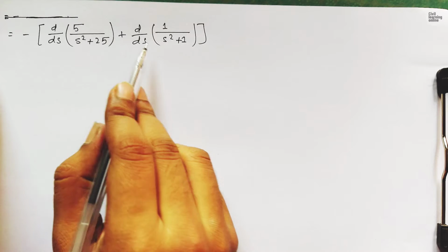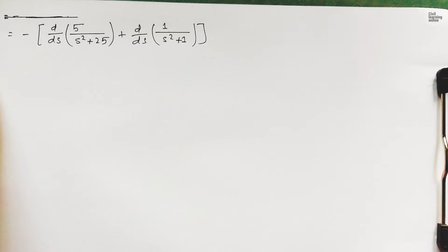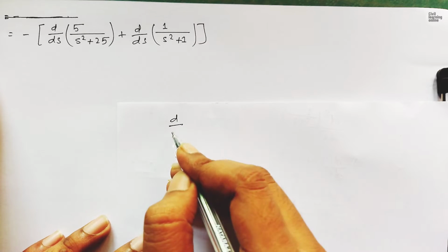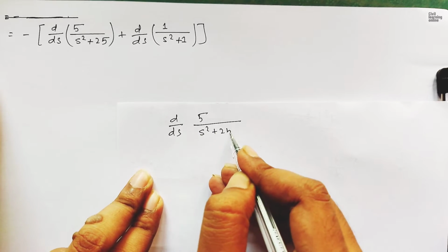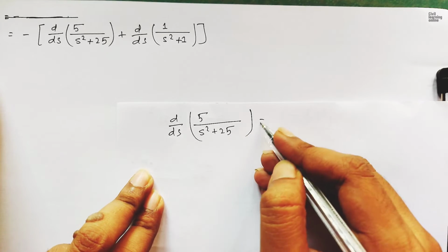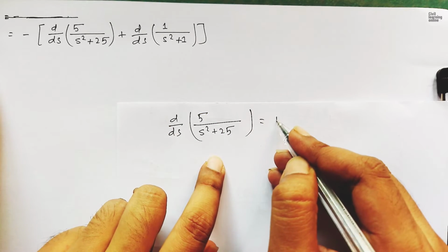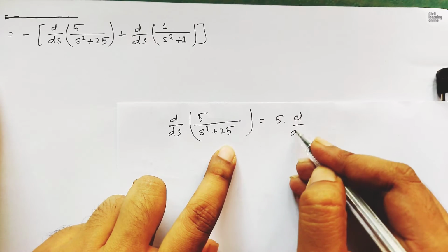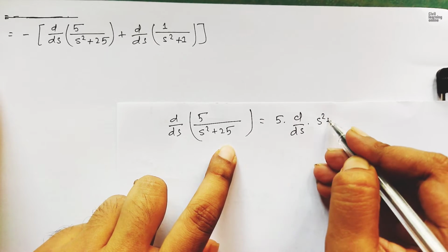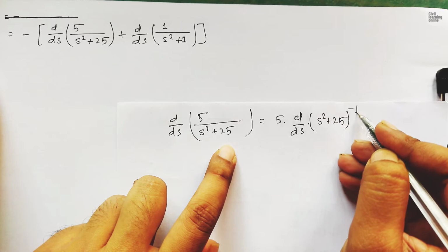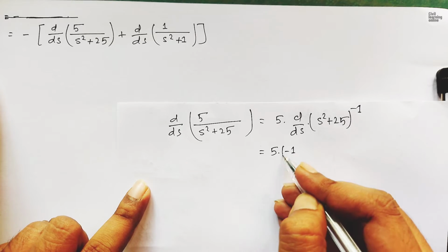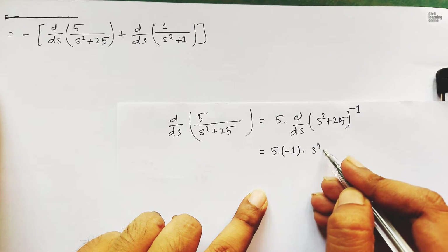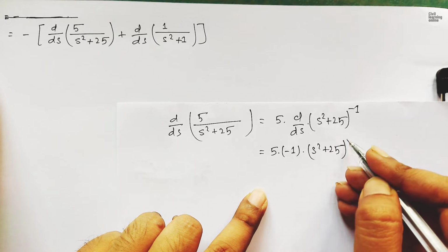So we got this. Now I am going to show you how to find the derivative of these terms. See here, we have to find the derivative d/ds of 5 upon s square plus 25. So this is constant, we can bring this ahead. So we will have here 5 times d/ds of (s square plus 25) to the power minus 1. So we will have here 5 times minus 1 times (s square plus 25) to the power minus 2.